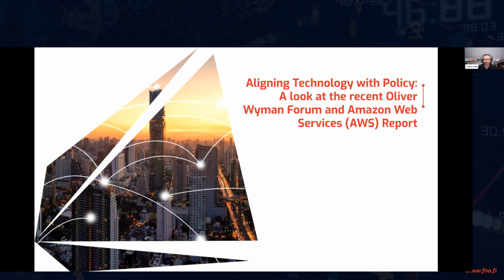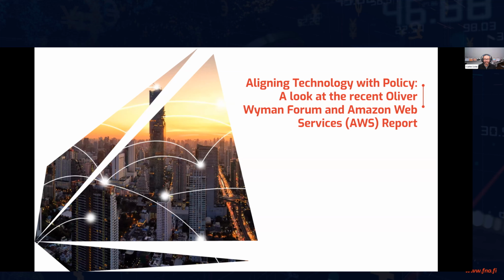So today, our subject is aligning technology with policy, a look at the recent Oliver Wyman Forum and Amazon Web Services report. So just to introduce a little bit the topic, I would like to say that in the previous sessions of the CBDC broadcast, we have focused on the many motivations for rolling out a CBDC, from achieving higher financial inclusion and higher transactional efficiency to preserving monetary sovereignty by compensating the declining use of cash and by countering the entrance of new private forms of digital currencies.